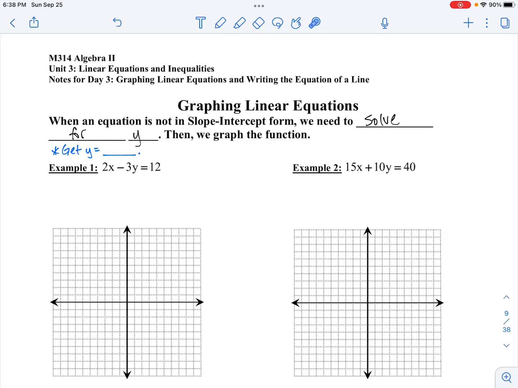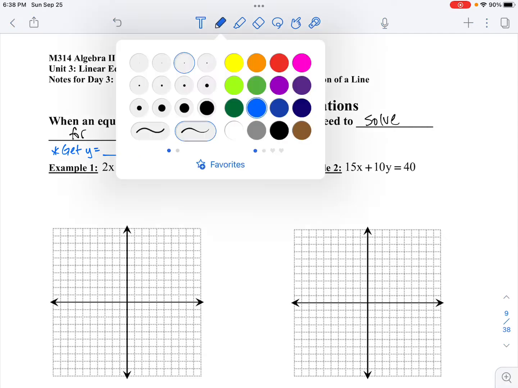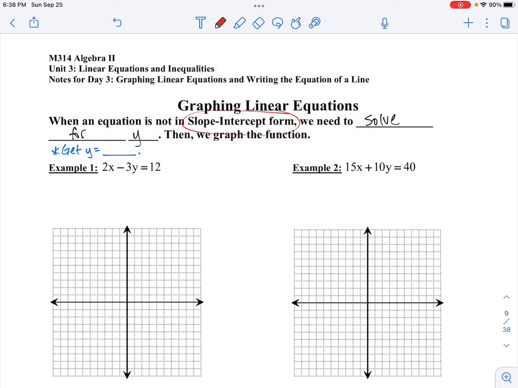So when we're asked to graph a line, it's supposed to look like y equals, right? So what if it doesn't? Well, what I have for you right here is when an equation is not in slope-intercept form. Just so you remember, slope-intercept form looks like this: y equals mx plus b. And then remember, this b is your y-intercept. That's where you start on the y-axis. And then the m is your slope, usually as a fraction, and you count up and over.